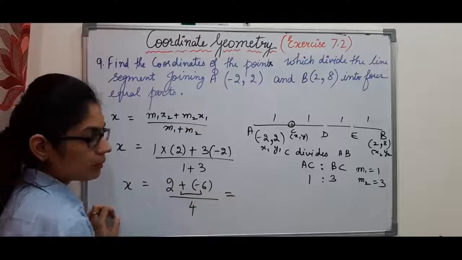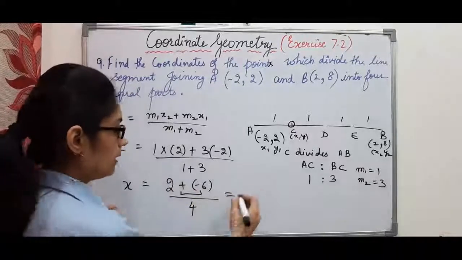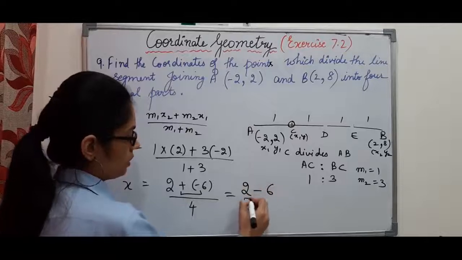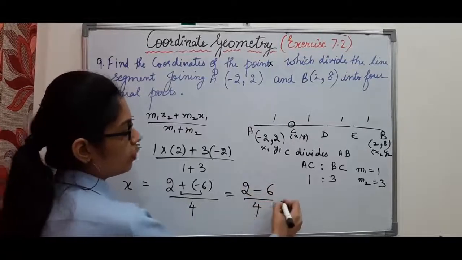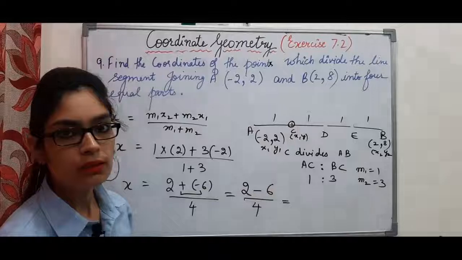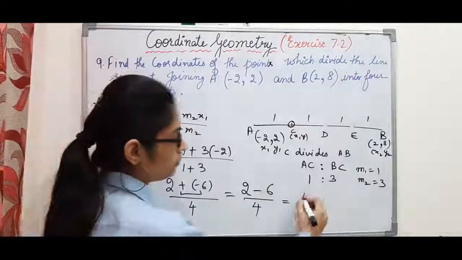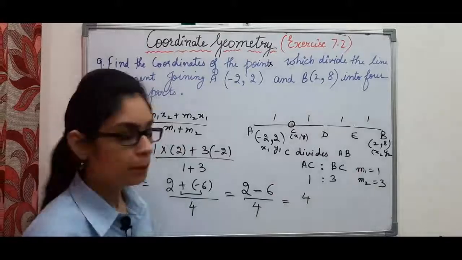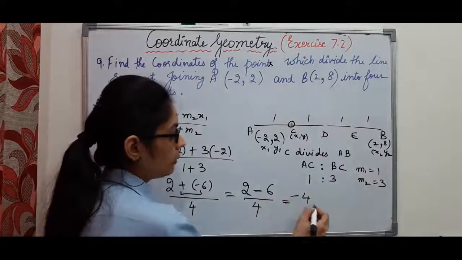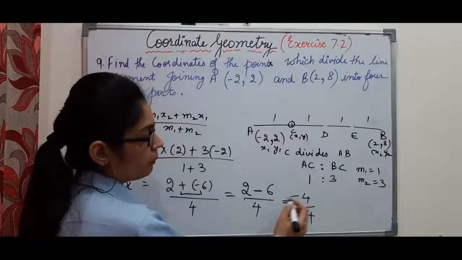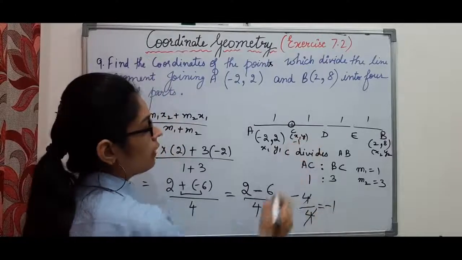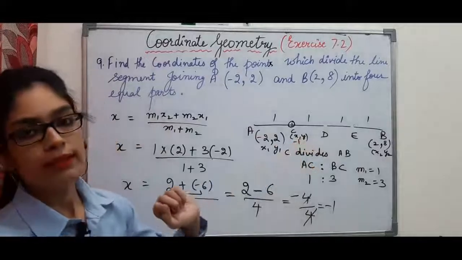These two signs are together, so we have to make it one single sign. Plus and minus, it will be minus. So 2 minus 6 upon 4. 6 minus 2 is 4 with a minus sign, because with 6, which is the bigger number, we have the minus sign. So with our answer also the minus sign will be there. Minus 4 upon 4 will be minus 1. So we have found the value of the x coordinate of point C.